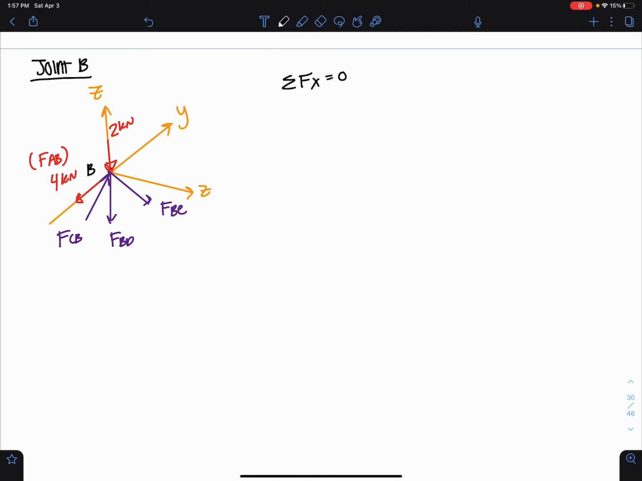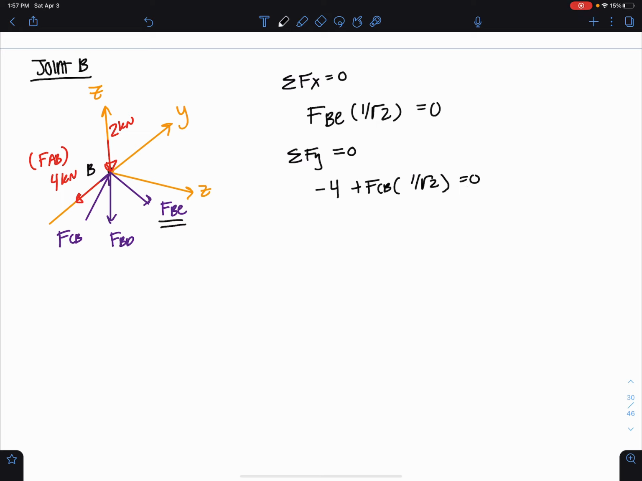So let's do sum of forces in the x direction is equal to 0. I would have just the component of FBE, right? I'd have just this component of FBE. And I would have the 1 over root 2, because again, I have those 45-degree triangles, okay? This is going to be very straightforward here. Sum of forces in the y is equal to 0. I have the -4 kilonewtons plus the component FCB times 1 over root 2.